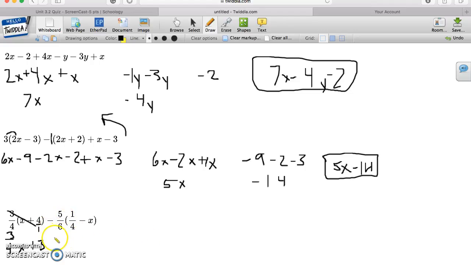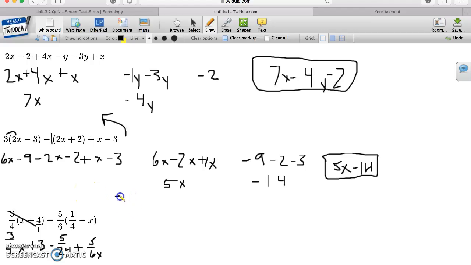And again, we're just going to multiply right across. So that's minus 5 over 24. And then lastly, we just have negative 5 over 6 times negative x, which is plus 5 over 6x. Okay, so now you might think you can just add them together, but we can't because our fractions have different denominators, so we need to change that.